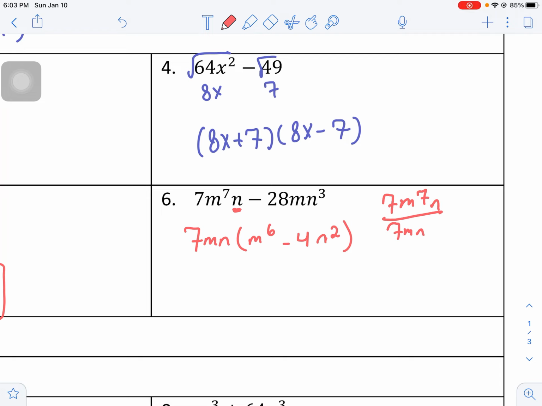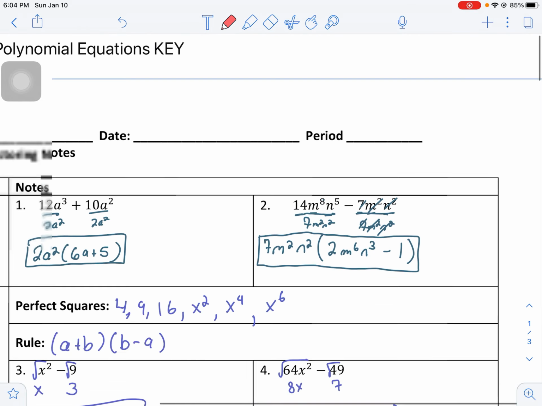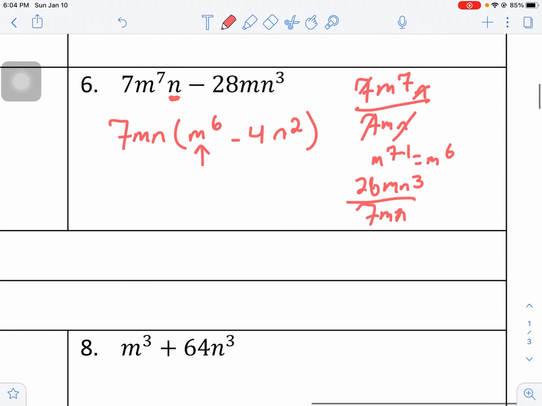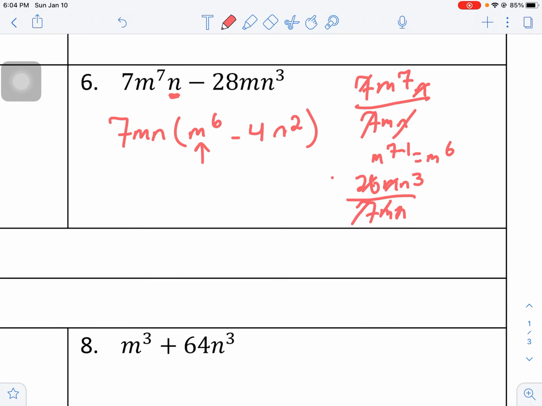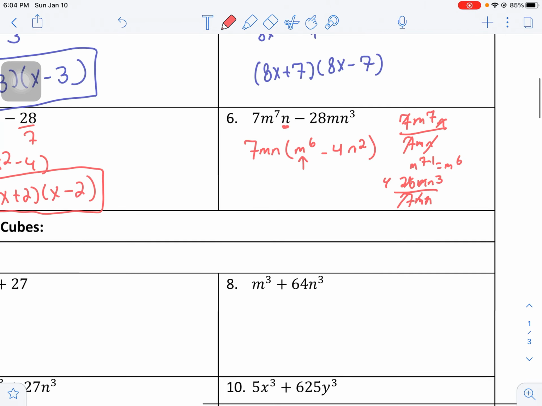7 minus 1 is going to give us m to the 6th. 7's canceled, m's cancel. So m to the 7 minus 1 is m to the 6th, right? That's how we got this one. And then 28mn cubed divided by 7mn, right? 3 minus 1 gives you 2. So there's our n squared. M's cancel. 28 and 7 give you 4.